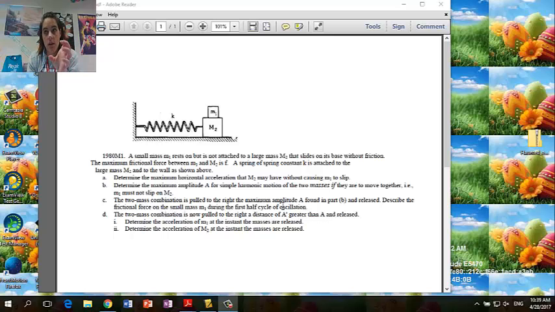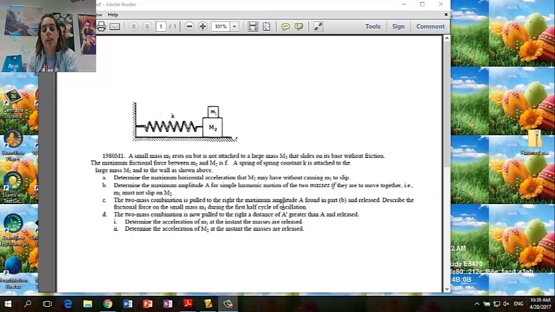So we're looking at maxing out that frictional force. Determine the amplitude A for the simple harmonic motion if the two masses move together, so there's no slipping. C, the two mass combination is then pulled to the right with the maximum amplitude A that you find in part B and released. And we want to look at the frictional force on the mass M1 during the first half cycle of oscillation.